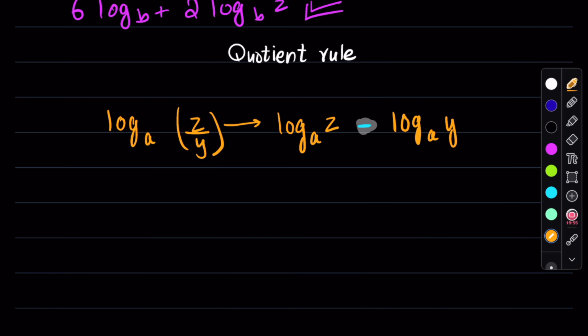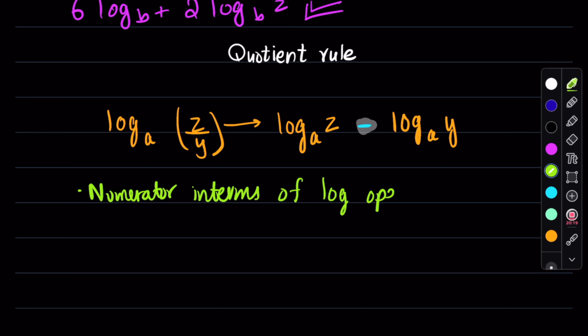So log a z is very important and should always be written first. The numerator terms in terms of logarithm should always be written first. Let me write it: numerator in terms of log operation should always be written first. Okay?